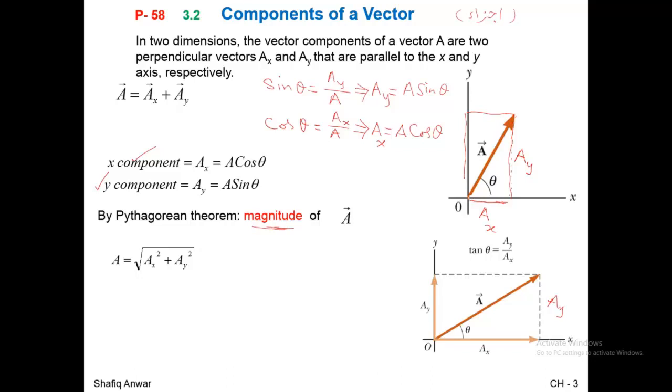This is theta. In front of theta, you have the perpendicular. This is the hypotenuse, and this is the base. Now, you know the Pythagoras theorem, we write it like this: a square is equal to ax square plus ay square. So taking the square root, you get this rule for the magnitude. If you have ax and ay, you can easily find out the magnitude. Clear? Okay. Great.